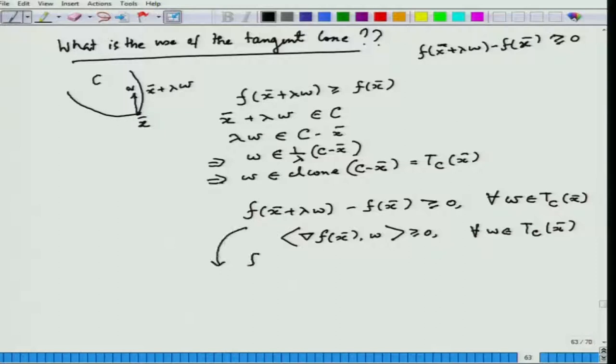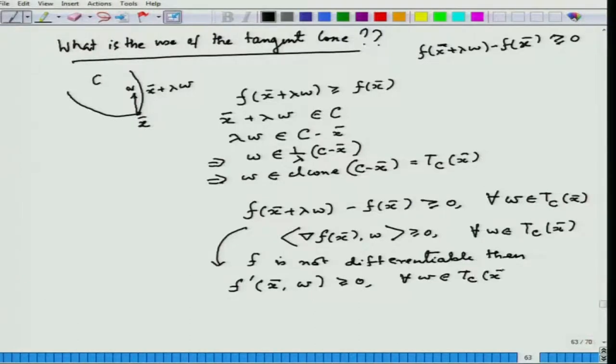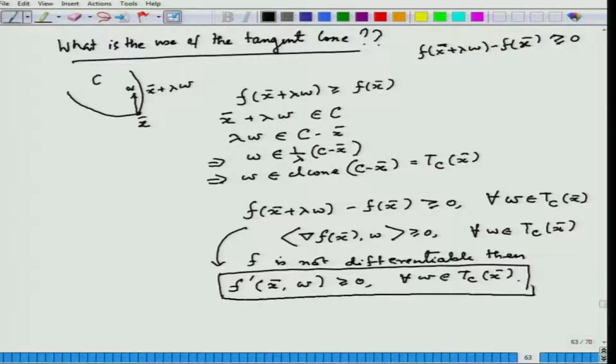And in fact, if the function f is not differentiable, then the directional derivative at the point x bar in the direction w must be greater than or equal to 0 for every w. Now, this is a very, very important fact that you must note. So, here you see how the tangent cone is playing a role. Then what is its link with the normal cone? So, are we having two different optimality conditions? Can we move from one of these to the other? Can I come from here to this condition?